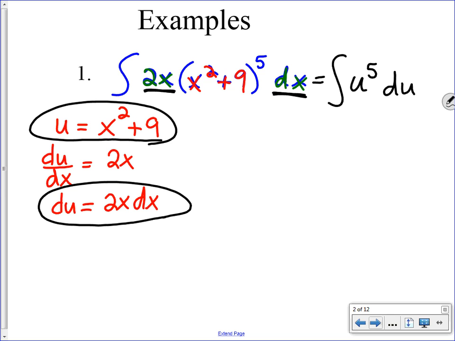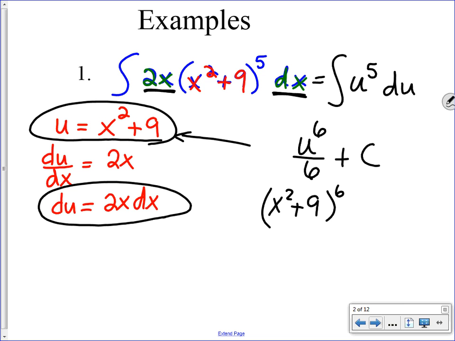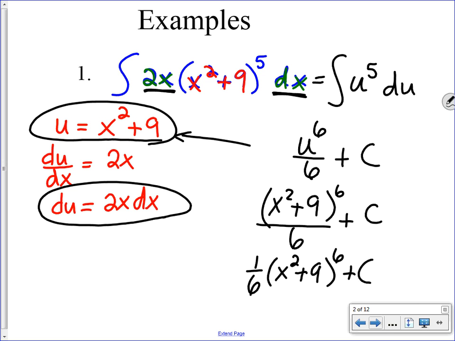So now you're going to integrate. Here we can just use our power rule. So this is going to equal u to the 6th power divided by 6. Don't forget your plus c. And then your last step is we're going to replace u with what we had set it equal to in the beginning. So this will become (x squared plus 9) to the 6th power divided by 6, plus c. Or instead of dividing by 6, you can just multiply by 1/6. And we have our answer.